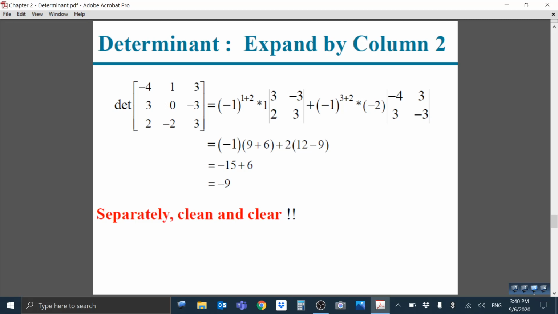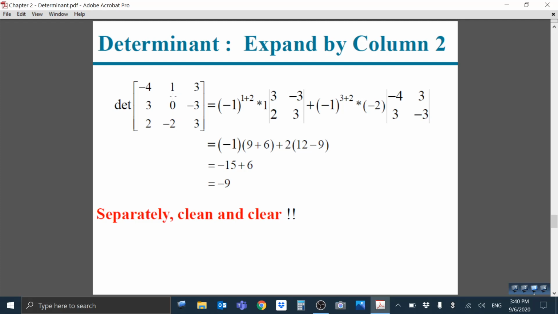So here, for fun, I pick column 2. So I'm going to expand by column 2, and I must specify this. If I don't, that's no good. I lose points, because this is part of the procedure. I need to specify a row or a column by which I expand. Be careful. So the procedure is the same. So I picked column 2.